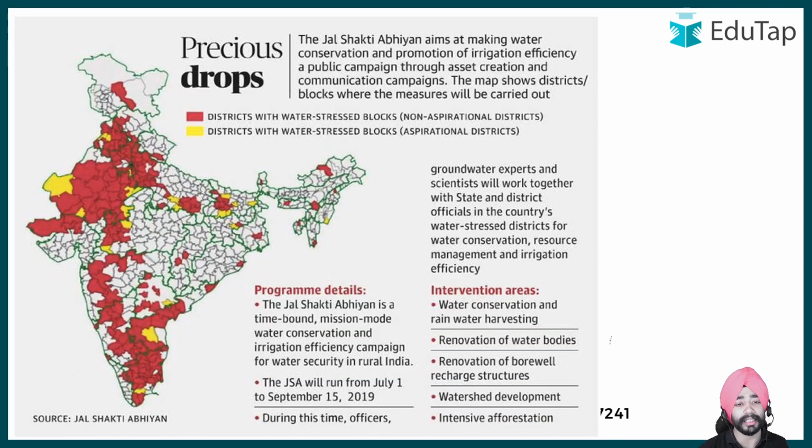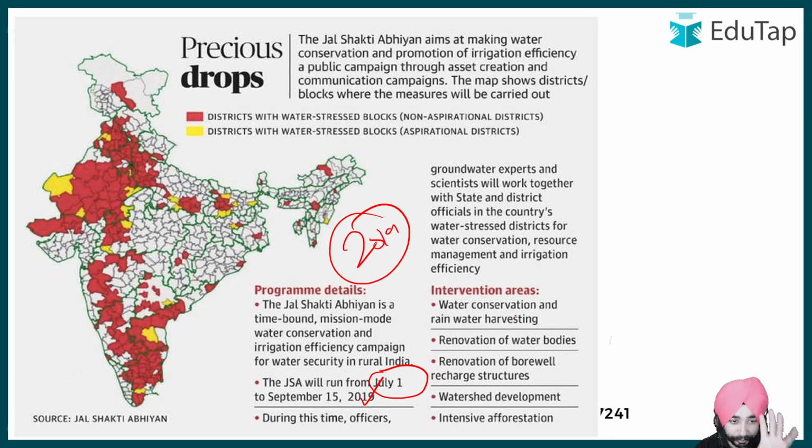Now guys, the very important thing, if I talk about Jal Shakti Abhiyan, the first Jal Shakti Abhiyan was launched and took place from 1st of July to 15th of September 2019. This initiative was on a mission mode basis, focused on water security in rural India, as I have discussed. It was focusing on rural India, but now we are focusing on both rural as well as urban areas. The intervention areas were water conservation, renovation of water bodies, renovation of borewells, watershed development, and intensive afforestation. Everything that I have discussed in the snippet earlier.